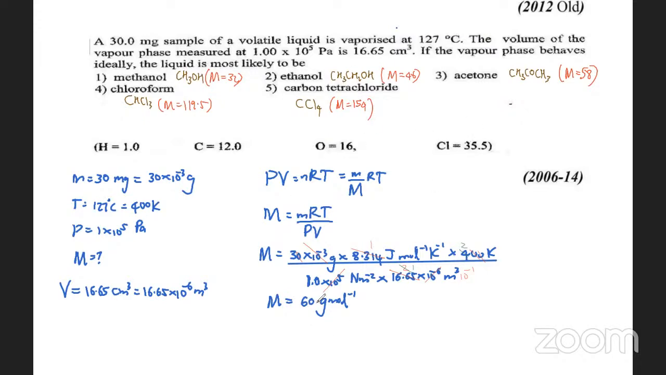We have got 60 as the answer. Out of all of them, who is the closest to 60? Acetone. Okay. Right. Fine. So that's the answer.